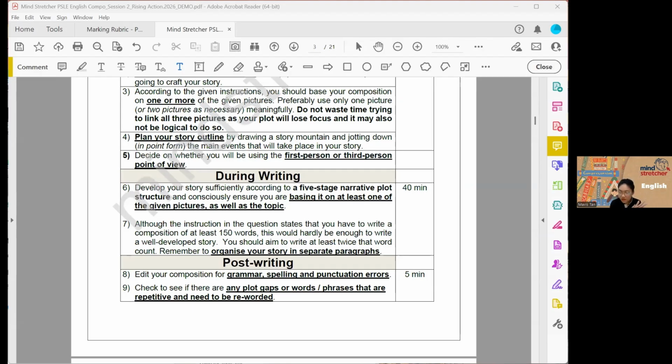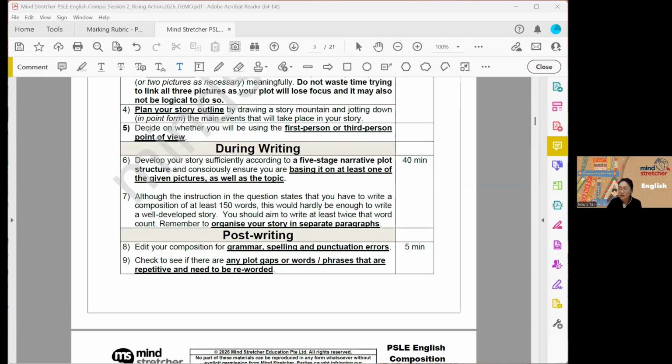Am I right? So my advice to you is, as you are writing, check your grammar and your spelling as you are writing. Don't write so fast that you are spelling everything wrongly and you are just using commas and full stops very carelessly. Okay? Check as you write. And 5 minutes after that to just check that everything is in order. There shouldn't be any more plot change, etc. in the last 5 minutes.